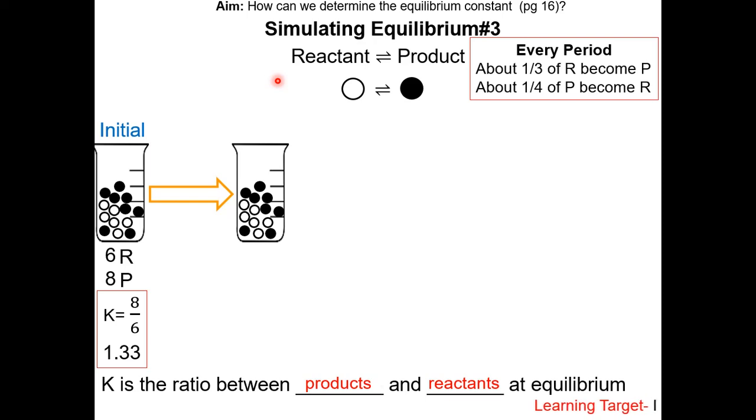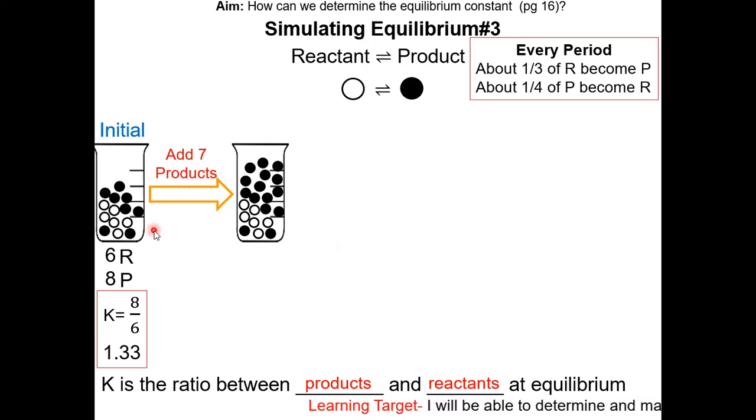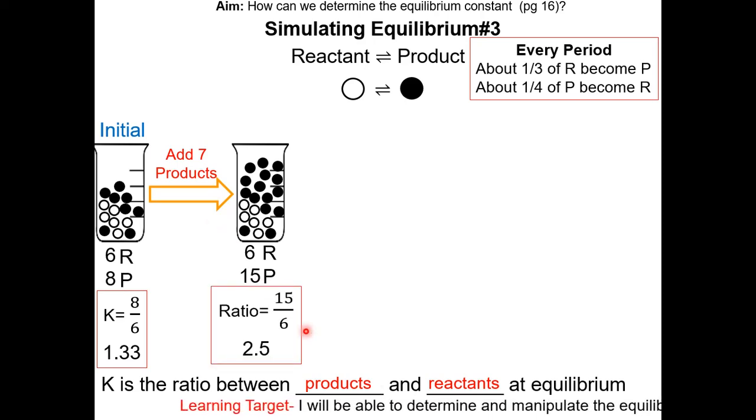In the third simulation, we have the same reaction with the same forward and reverse reaction. But this time, we'll be adding 7 product particles to a reaction at equilibrium. This is the same reaction from the previous simulation with the same K value. Since we added 7 products, our total is now 21 particles. We have 15 products and 6 reactants. The ratio is 15 over 6. This reaction is no longer at equilibrium.